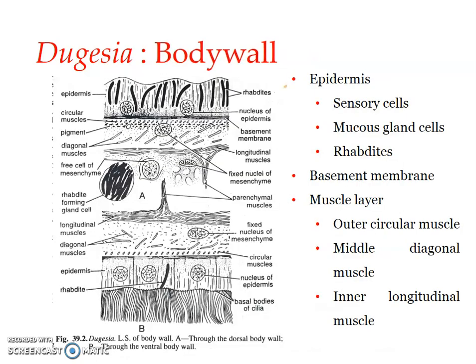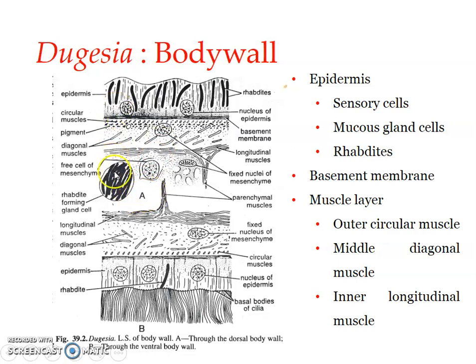Now, when we speak about the body wall, actually the body wall is made up of two layers, that is the epidermis and the muscle layer. This part is the epidermis, okay, and this part is the muscle layer. And in between these two, you have the basement membrane. Differentiating the muscle layer and the epidermis, there is the basement membrane. Okay, and you can see here between the muscle layer of the body wall and the alimentary canal, the alimentary canal may be lying somewhere here.